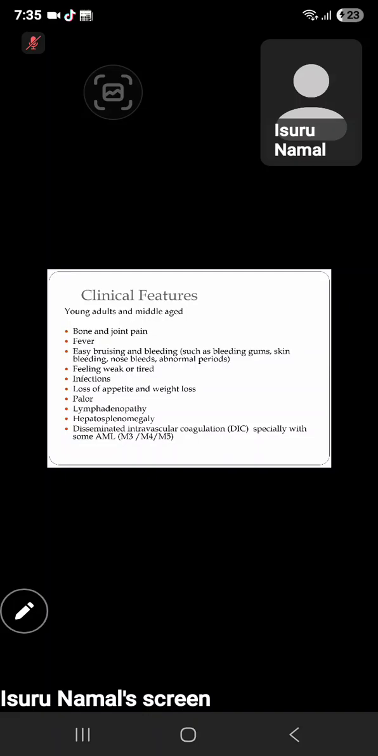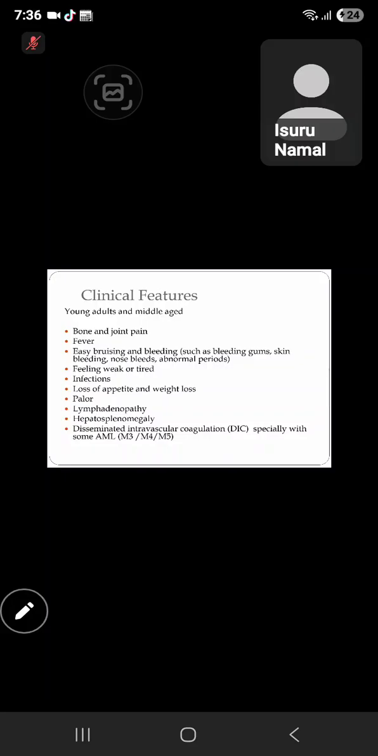Clinical features, I'm talking about acute myeloid leukemia that will present in young adult and middle-aged people: bone pain, joint pain, fever, then easy bruising and bleeding, such as bleeding gums, skin bleeding, nose bleeding, abnormal periods, and feeling weak or tired. Continuous infections, loss of appetite and weight loss, then pallor, lymphadenopathy, hepatosplenomegaly, disseminated intravascular coagulation or DIC.